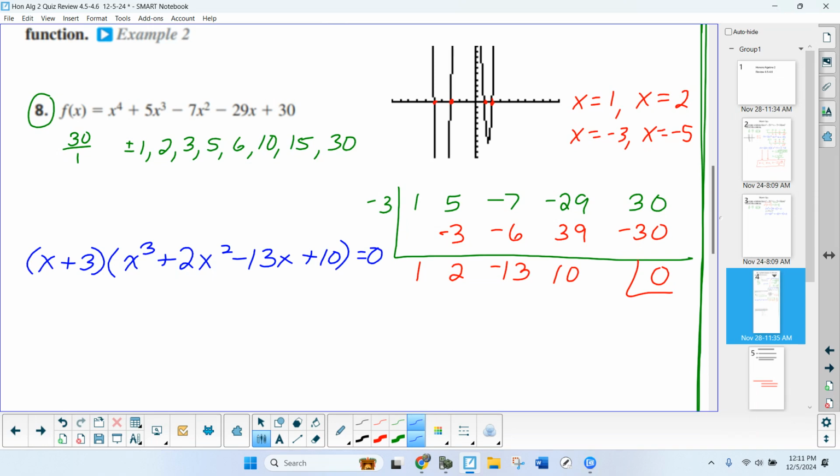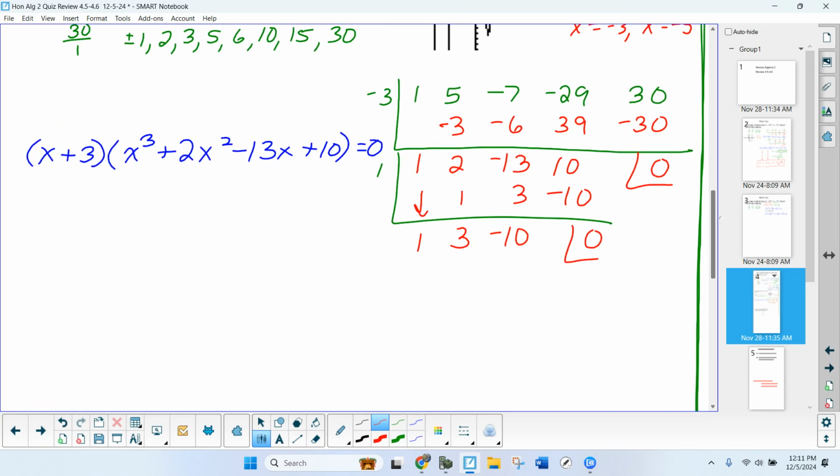Can't do anything else, so now pick another one. Which one do you want to use next? 1. So I'm going to do 1 with these numbers. Do you see how I'm doing that? So now bring down the 1, multiply, add, multiply, add, multiply, add.